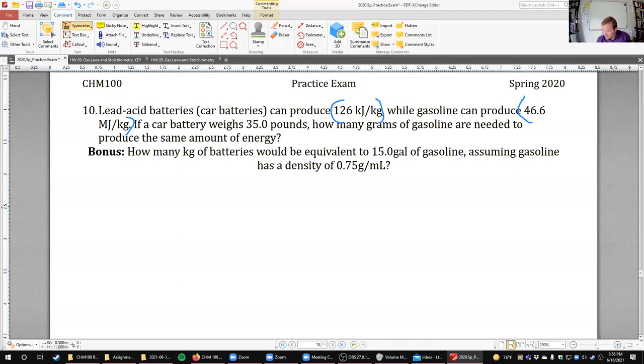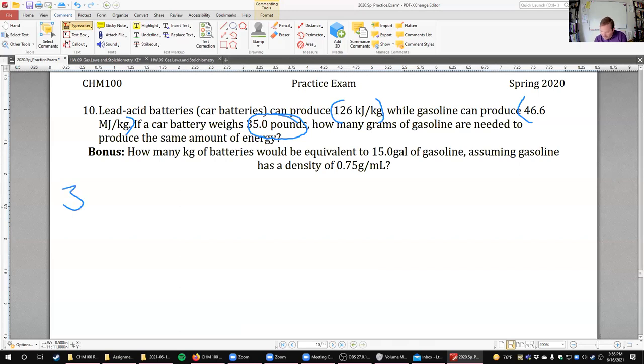35 pounds, that's not a conversion, right? That's just an amount. In most word problems that give you a bunch of conversions in the word problem, there's going to be one number that's not a conversion. Usually that's going to be where you want to start. We have 35 pounds of battery. How do we get to grams of gasoline?